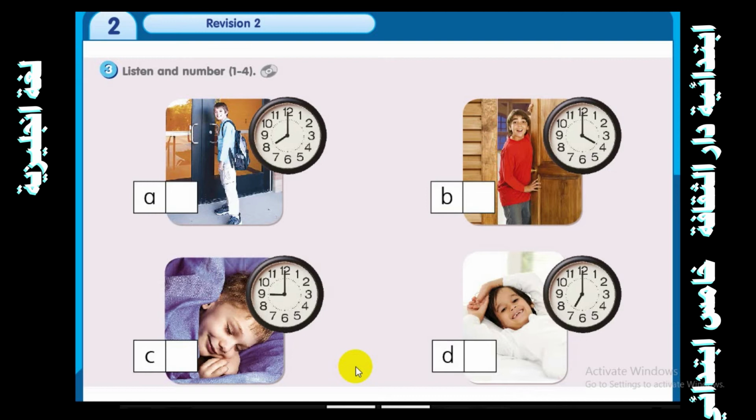4. What time do you go to bed? I go to bed at 9 o'clock. Did you know the answers? Here, this is getting up. Yes, this is number 1.